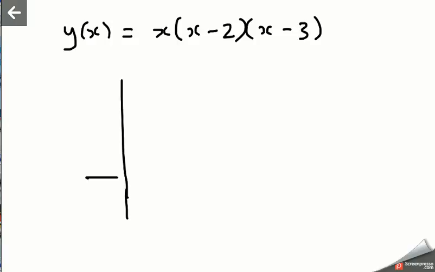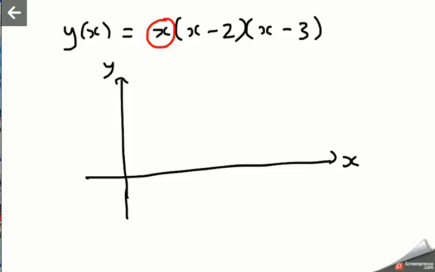the first thing you can observe is that it crosses the x-axis 3 times. It crosses the x-axis when x equals 0, or when x equals 2, or when x equals 3, because those are the values of x that you can put into the function and get 0 coming out. So it crosses at x equals 0, x equals 2, and x equals 3.